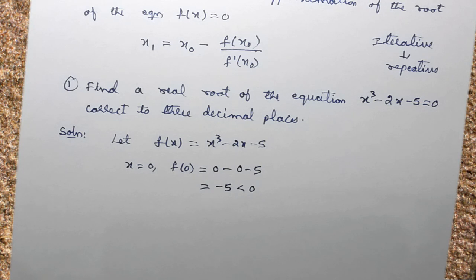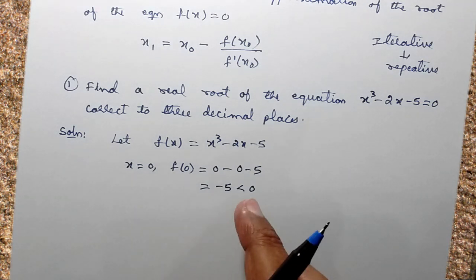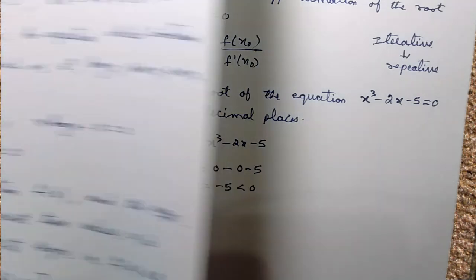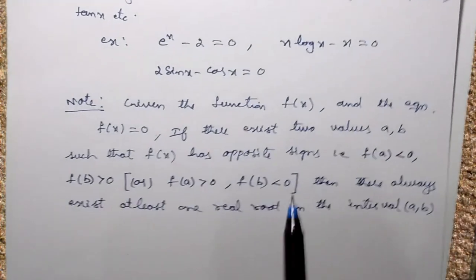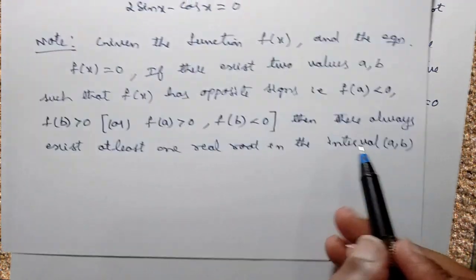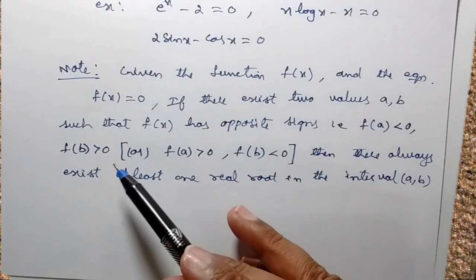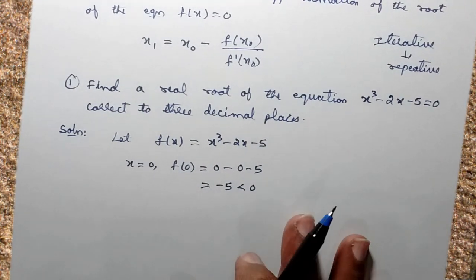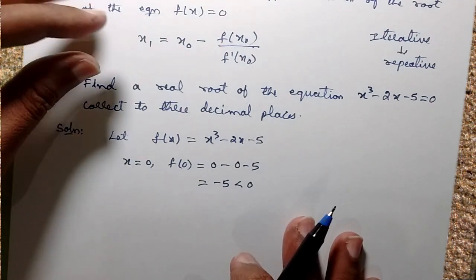I have told you the rule over here. The one real root will lie between two values of a and b. I have already given you this condition. There is always one real root between a and b, such that one should be negative, one should be positive. So now I have got a negative value. Just check whether the next value will be positive or not.